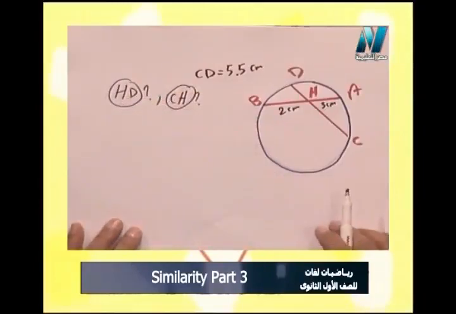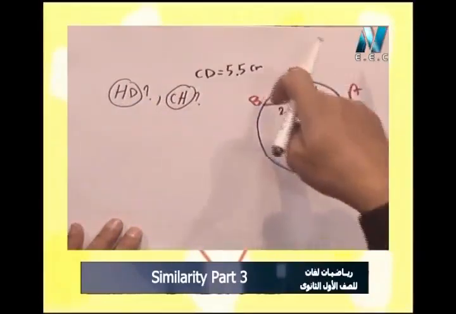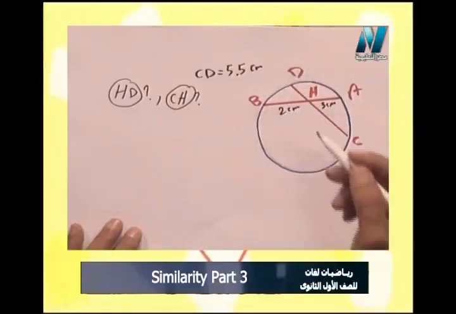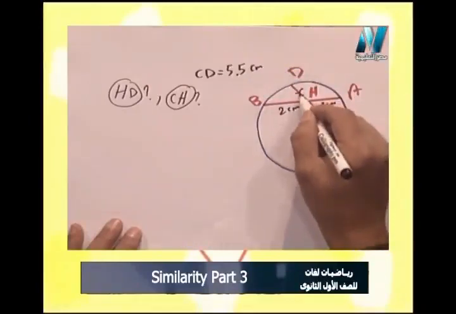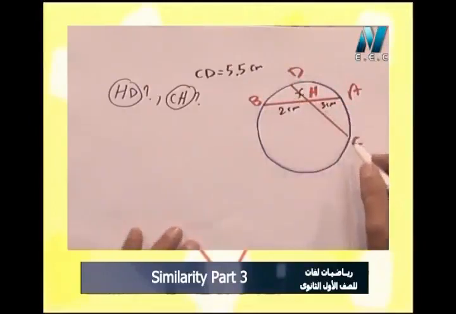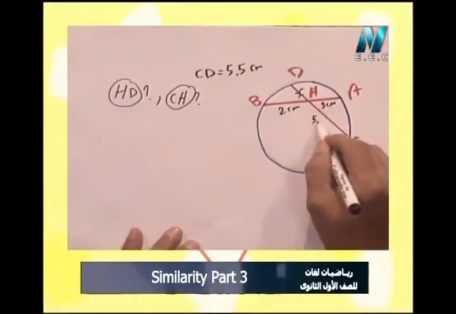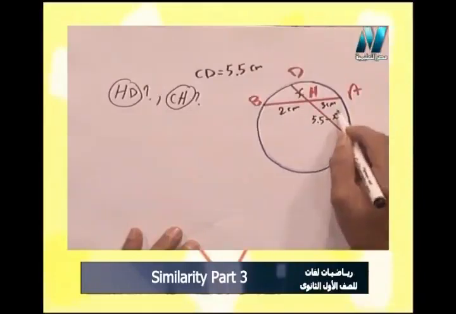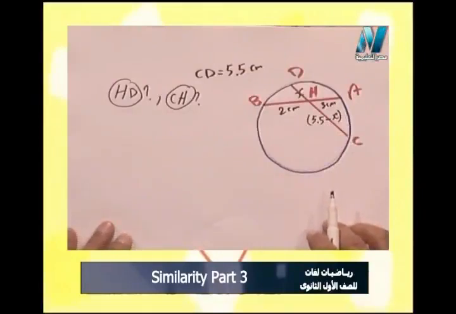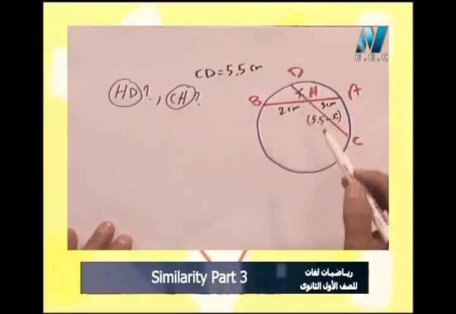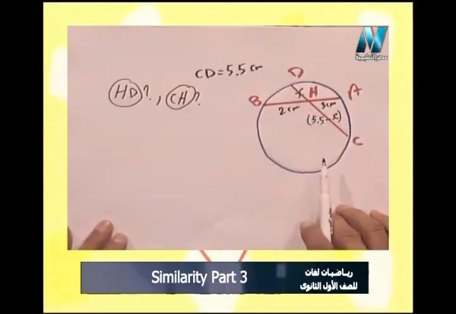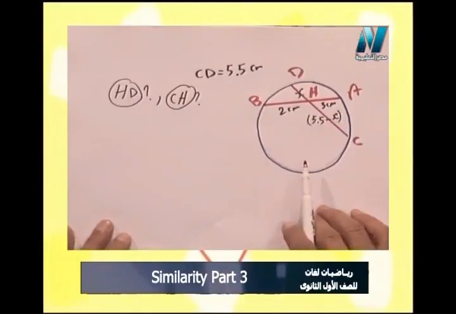What we do now, we have also the DC totally. We can suppose that DH equals X. So the length of HC, yes, I am hearing you, is 5.5 minus X. It's easy for you, my beloved students. If we suppose one of them equals X, the other one will be 5.5 minus X, because the total length here equals 5.5. And we will try to apply the relation between them.